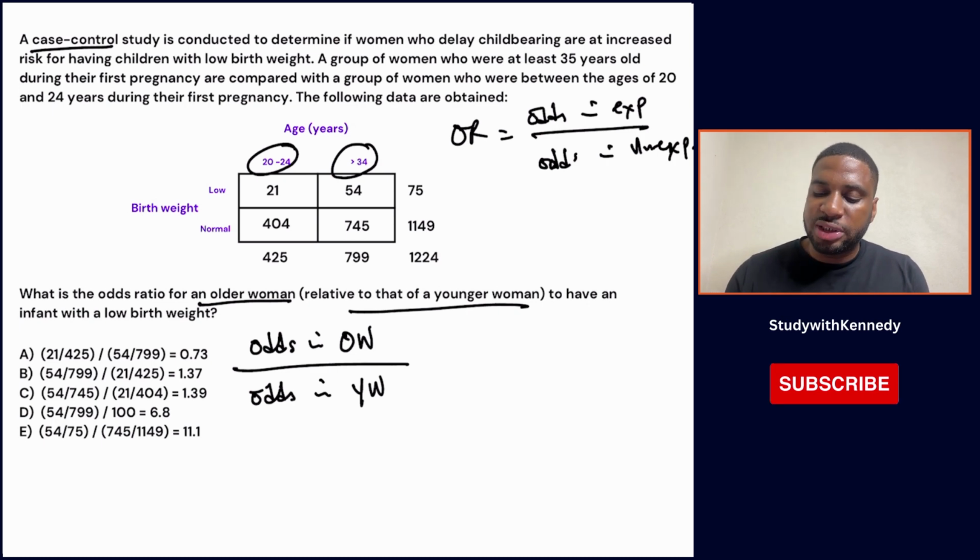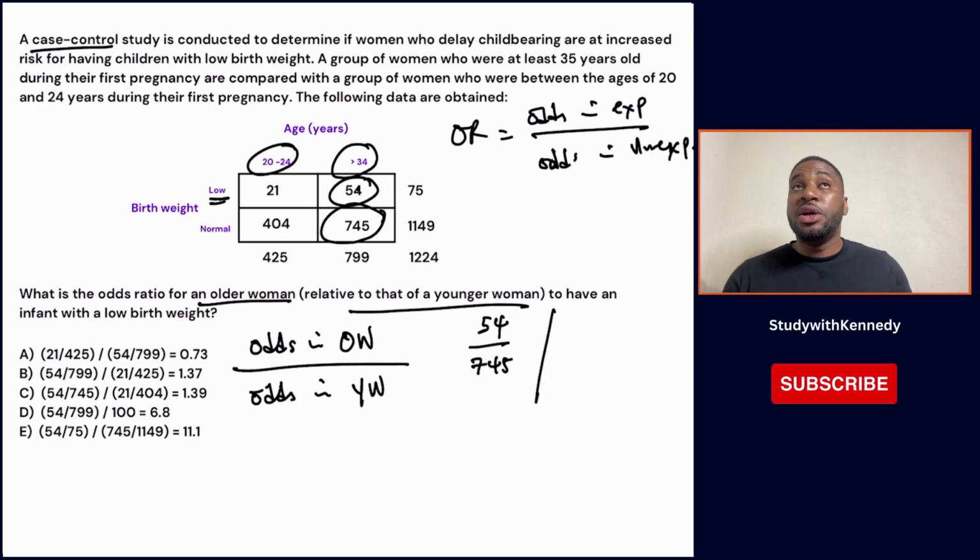So when we do these maths, you have to find the odds in older women. The odds is going to be, of all the old women, 54 had low birth weight babies. 745 did not have low birth weight babies. So you go 54 over 745. That is the odds in older women. Now, remember, when we did relative risk, we used the total. We did 54 over 799, for example.